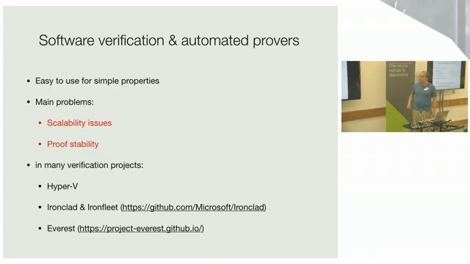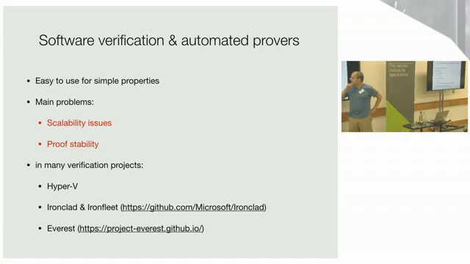For easy problems, these tools are great, right? Because everything is automatic. But when the complexity of what you are trying to verify starts growing, you start having stability issues and proof stability problems. What do I mean by proof stability? It's when you make a small modification in your program and the proof breaks. Sometimes something completely irrelevant, like renaming a variable, right?